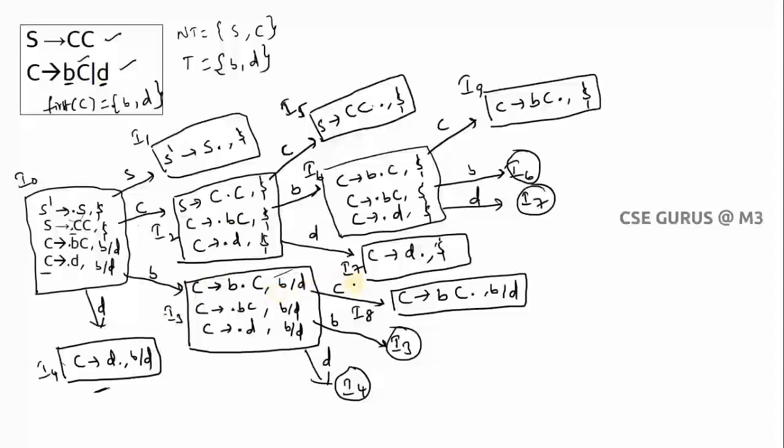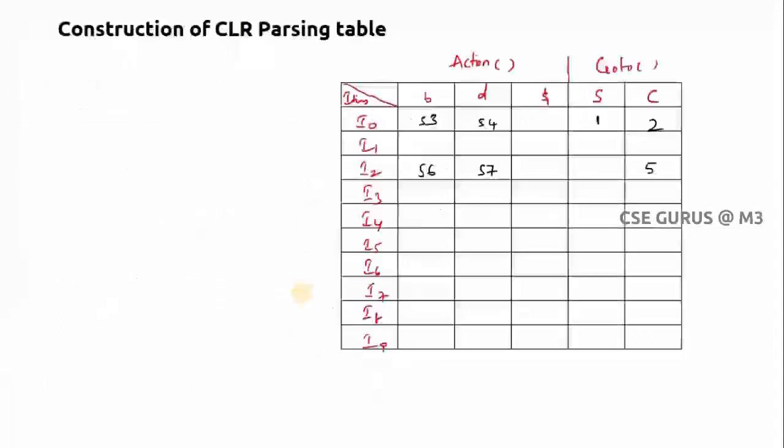I3, what are the symbols that are being scanned? I2 to I3, to C is going to this part, which is I8. So I3 to C, which is I8 only. C is a non-terminal, that's why you only write the number.